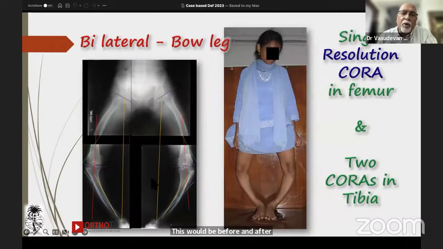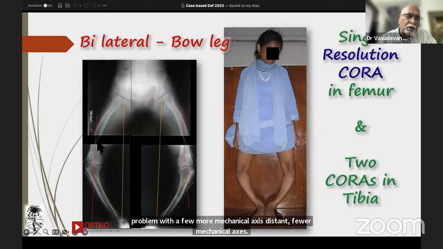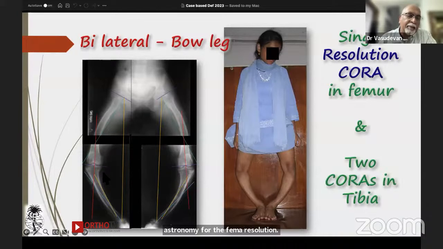So this is a bilateral bow leg deformity. You can see the mechanical axis going here. This is a proximal femur mechanical axis, distal femur mechanical axis. This is a resolution CORA. So I decided to do one osteotomy for the femur, at the resolution CORA, whereas for the tibia, I want to maintain this anatomical axis also.